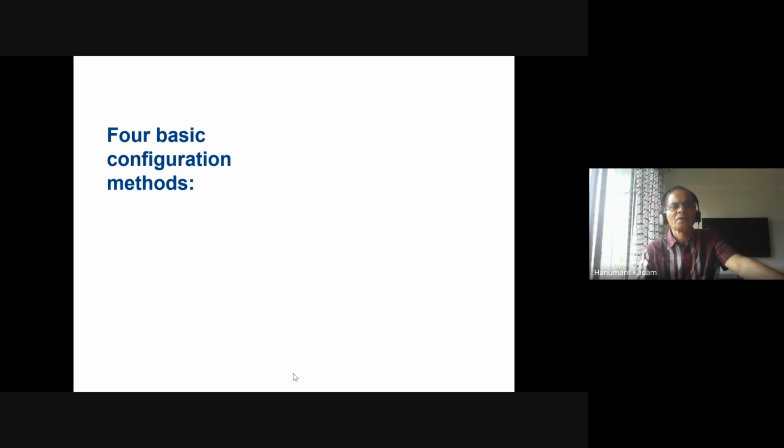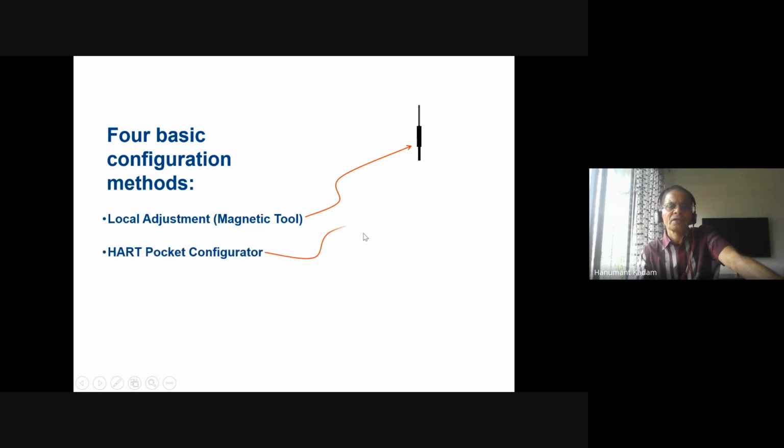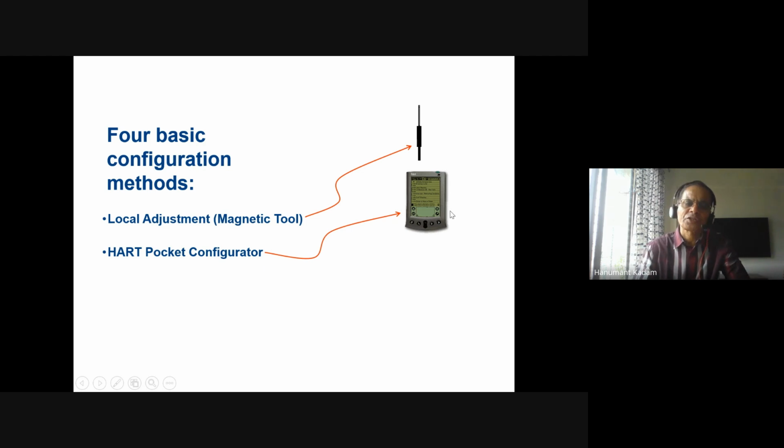Now, when we are working with the transmitter, one method is called local adjustment. As I told, this tool is used to locally adjust zero and span. Second is using the HART communicator. This is a demo picture. Communicator pictures from different manufacturers are different.